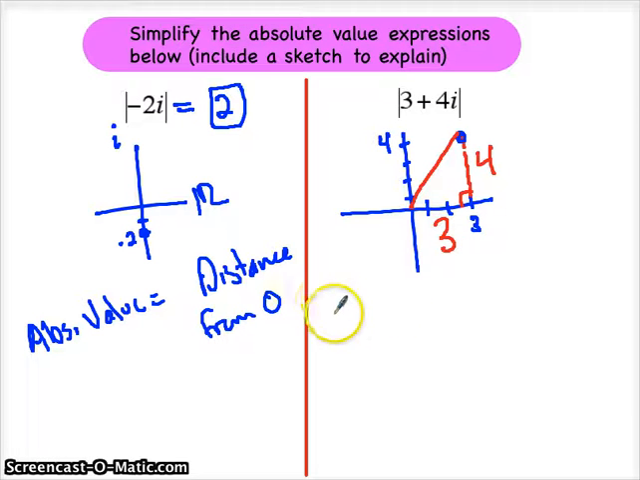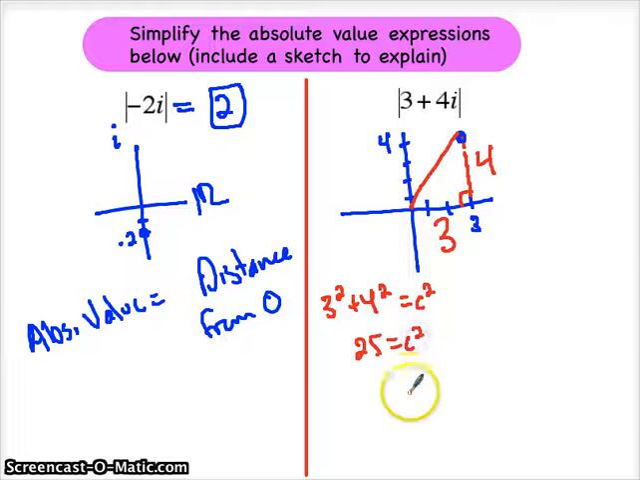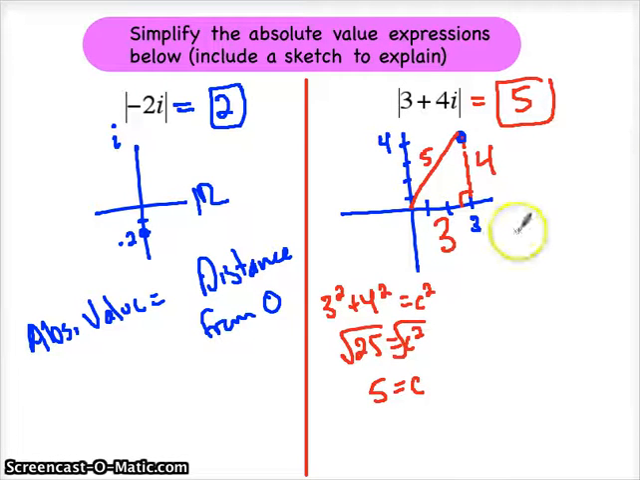And if we remember a simple Pythagorean theorem, 3 squared plus 4 squared equals c squared. Therefore, 9 plus 16 is 25. And if we take the square root, c will equal 5. Square root of 25. Therefore, the distance from 0, the distance from our origin, is exactly 5 units.